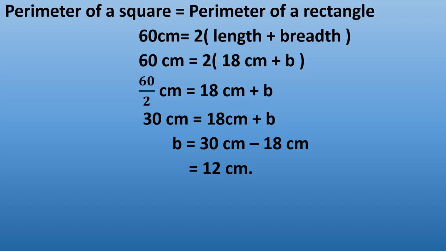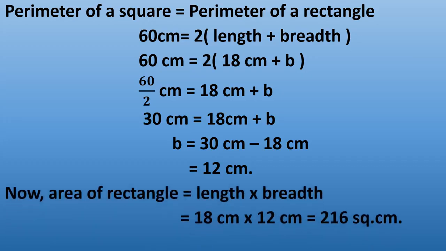So we have to remove 18 centimeter from this side. When it moves to the other side, here we are adding it, so there we will subtract it. It is 30 centimeter minus 18 centimeter equal to 12 centimeter. Now length and breadth both are with us. Now again read the question once. It is asked in the last line, find the area of the rectangle.